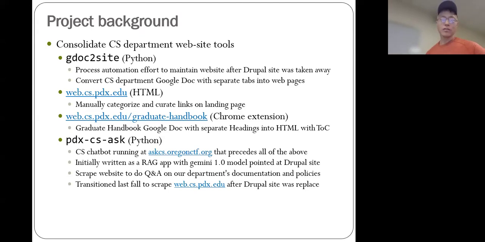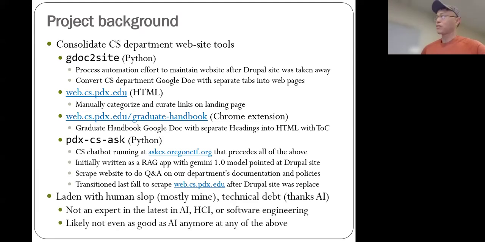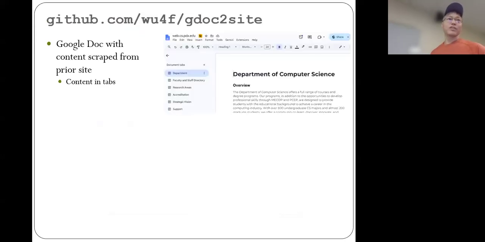So we have all these pieces that have gotten developed independently and over time. And it's a pretty clunky solution. So it's got a bunch of human slop, which is mostly mine. It's got a bunch of technical debt because, thanks AI, anytime you build something, within a month it's basically old. So you have to maintain it. And I am not an expert in AI, in HCI, or software engineering. And I'm now likely not even as good as AI anymore in those three things. So that's basically my take home after doing this.